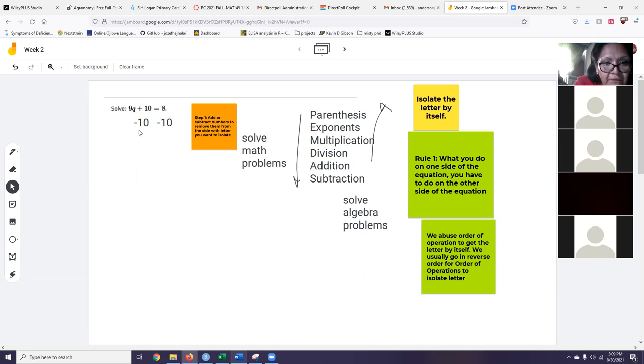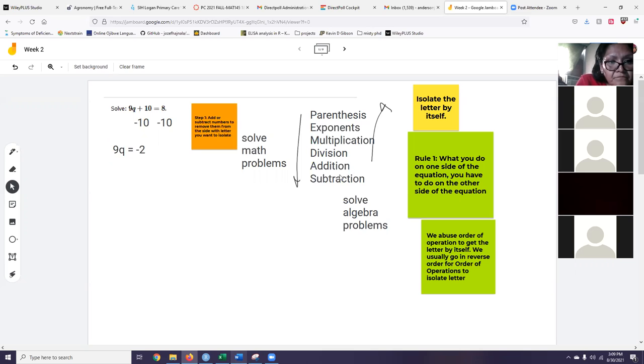So 10 minus 10 is 0, which is what I want. I want to get rid of that one. And then 8 minus 10 is negative 2. So that leaves us 9q is equal to negative 2.